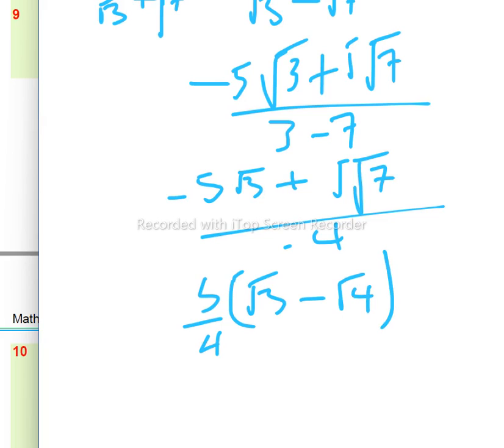This is the final answer for this question. Here we have 7, sorry. Here we have 7. So 5 over 4 into square root of 3 minus square root of 7. So this is the final answer for this question for letter B.